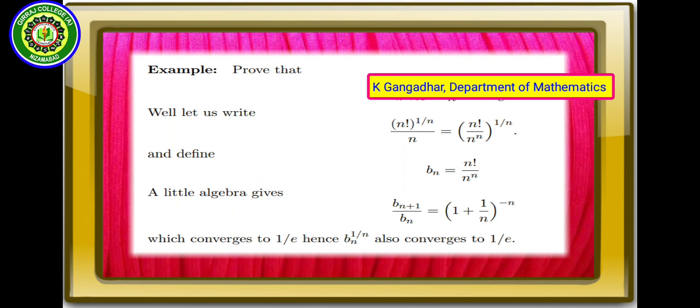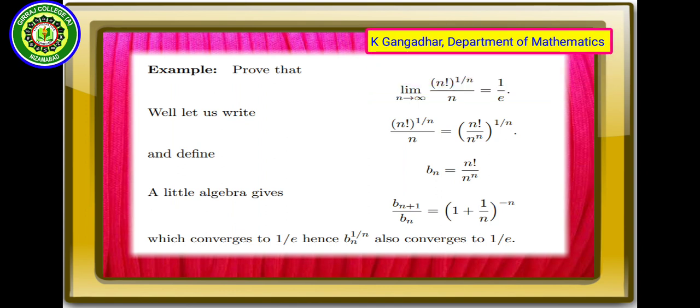So here is one more example. Prove that limit as n tends to infinity of n factorial to the power 1 by n equals e. So here we write n factorial to the power 1 by n equals, taking the power 1 by n common, (n factorial by n power n) whole power 1 by n. So here it is of the form bn to the power 1 by n. We say that bn equals n factorial by n to the power n.